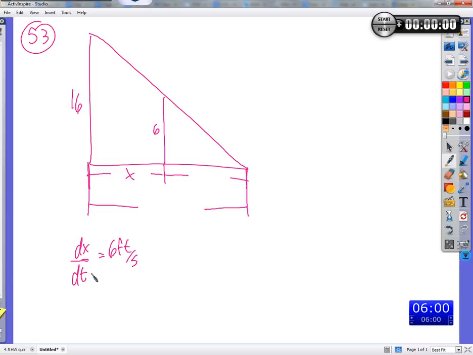Okay, that's some information. Wait, if you want to label that differently, like if you labeled it f, would it be df/dt? It would.